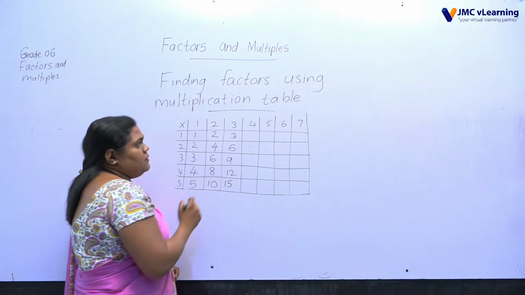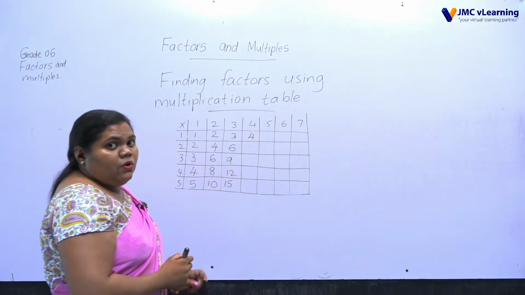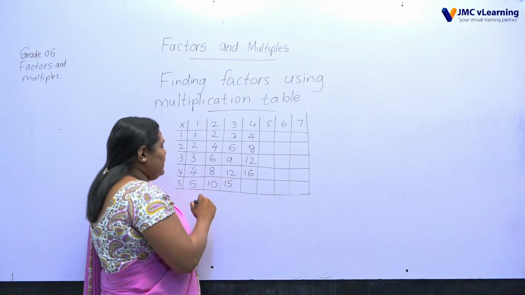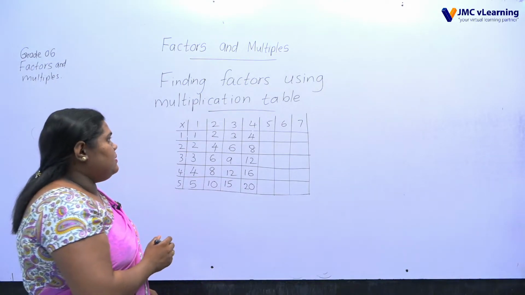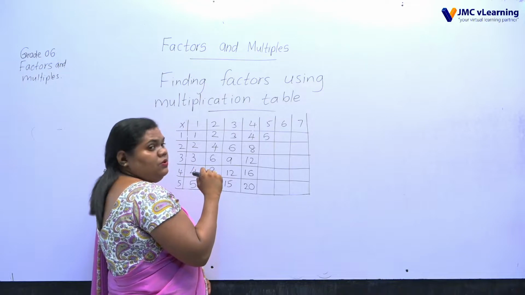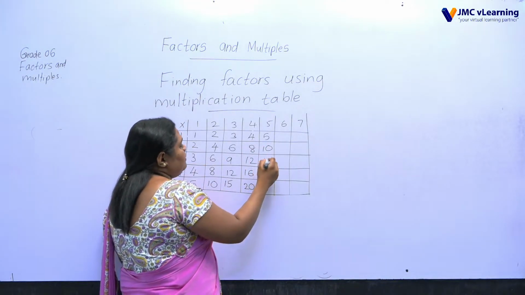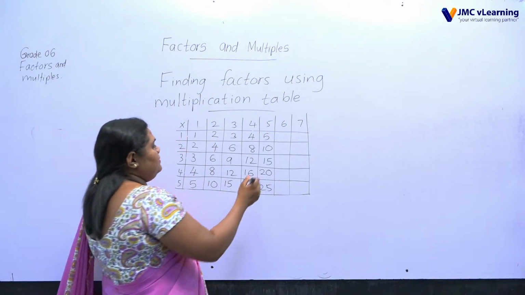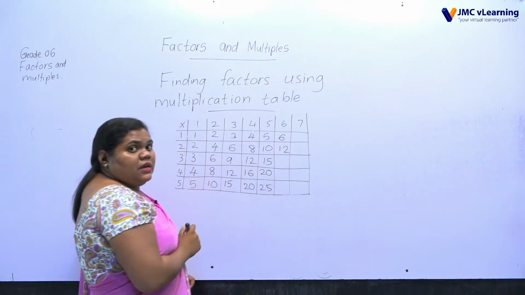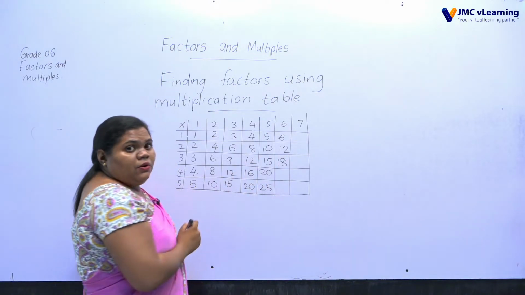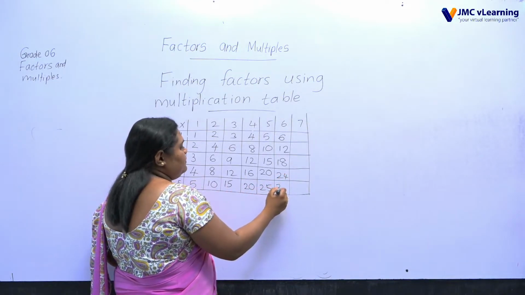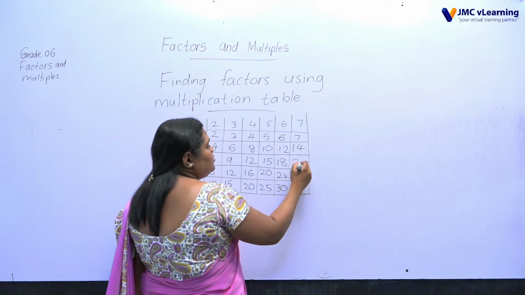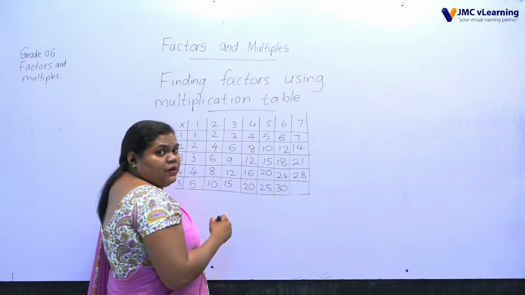3 times 5, 15. After that, 4 times 1, 4; 4 times 2, 8; 4 times 3, 12; 4 times 4, 16; 4 times 5, 20. After that the 5 times table. 5 times 1, 5; 5 times 2, 10; 5 times 3, 15; 5 times 4, 20; 5 times 5, 25. 6 times 1, 6; 6 times 2, 12; 6 times 3, 18; 6 times 4, 24; 6 times 5, 30. 7 times 1, 7; 7 times 2, 14; 7 times 3, 21; 7 times 4, 28; 7 times 5, 35.